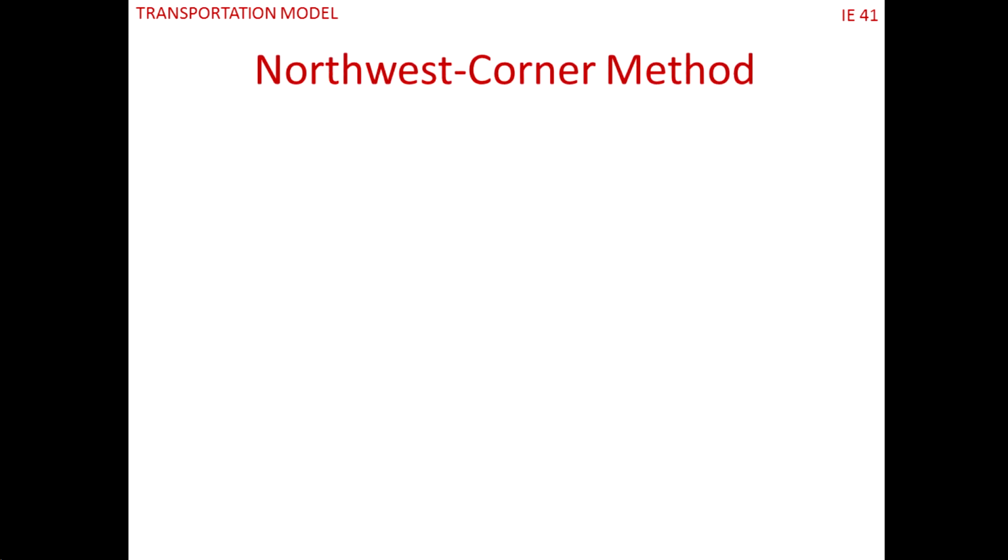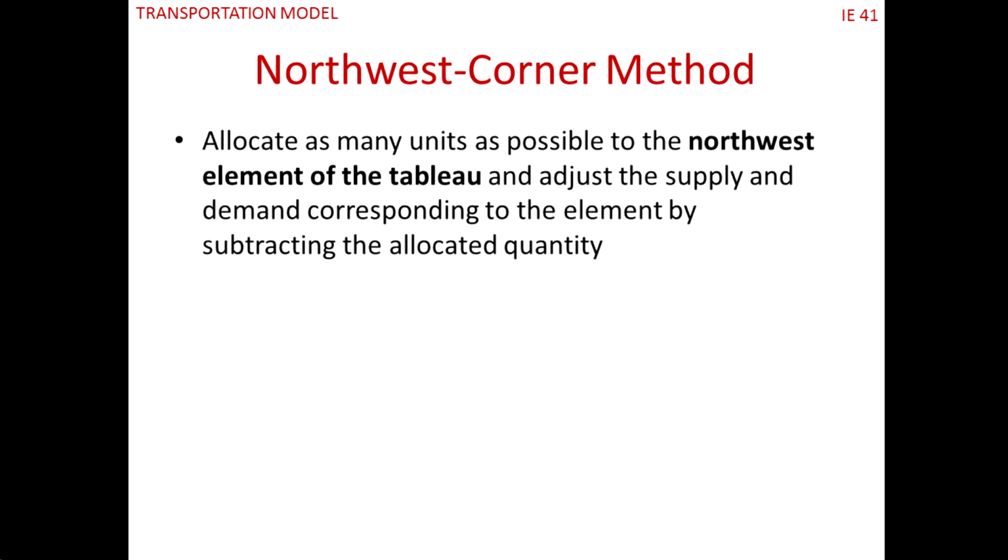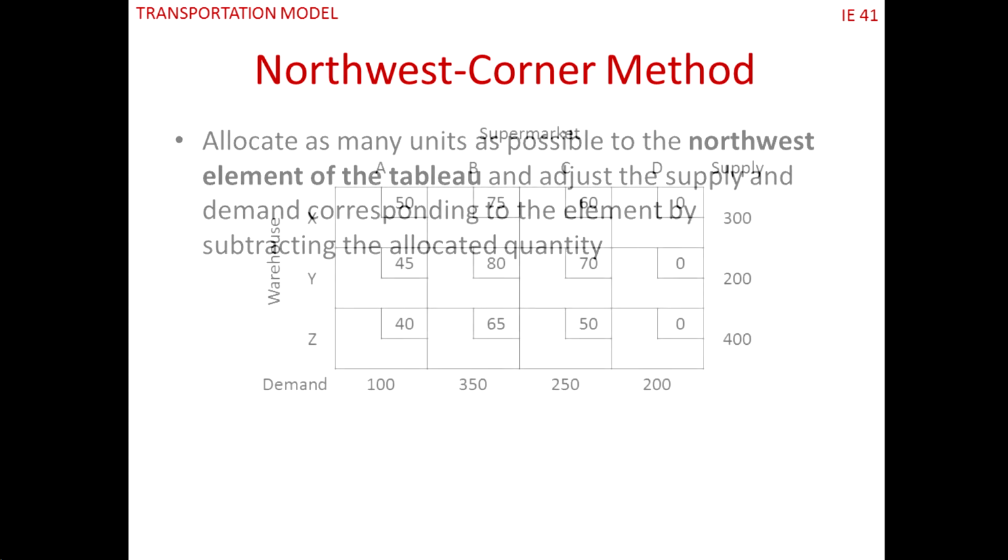As the name implies, we allocate as many units as possible to the northwest element of the tableau and adjust the supply and demand corresponding to the element by subtracting the allocated quantity. We demonstrate this with our problem.